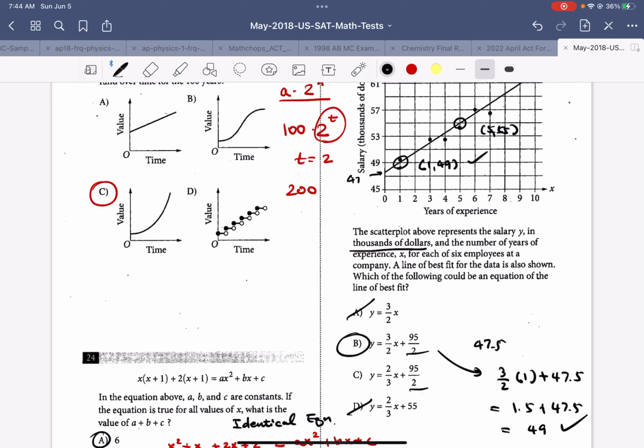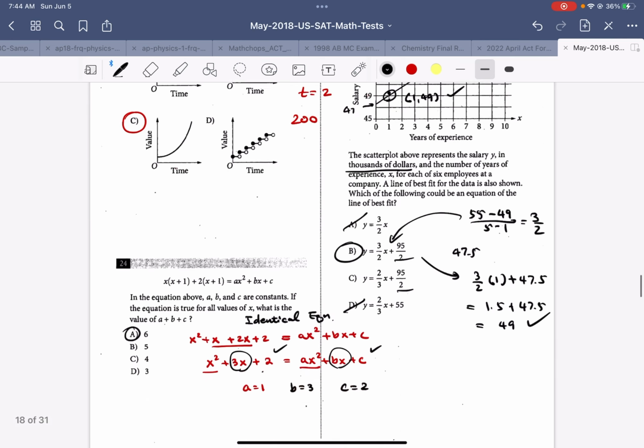Or you can find out slope, right? 55 minus 49 over 5 minus 1. That is 6 over 4, which is also 3/2. So you can find out that slope actually using those 2 points. Okay.